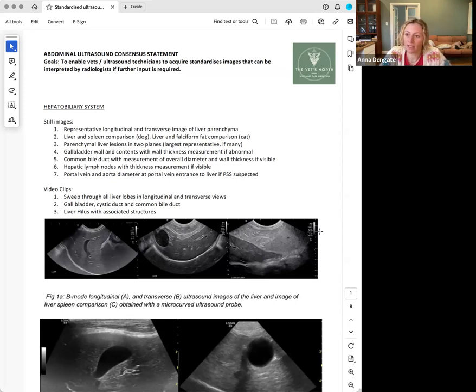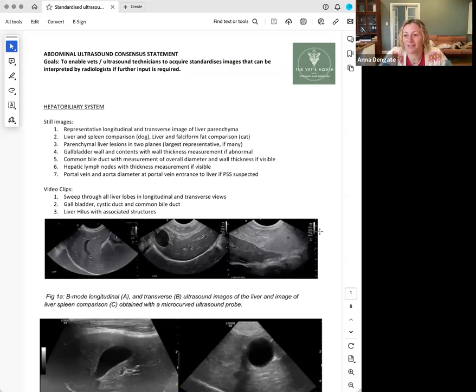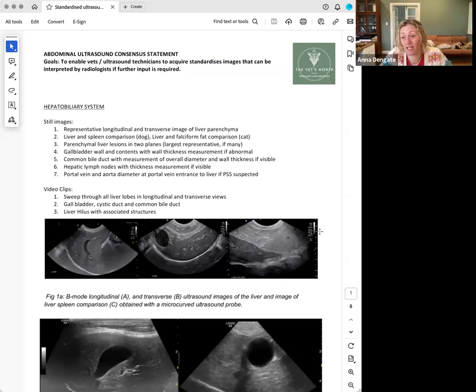What's the liver going to look like if there's a shunt? You won't see the portal vasculature. You'll just see hepatic vasculature. What about if it's a really small shunt that's focal? It will be focal to one lobe, so you've got to make sure you look at every lobe. I can't emphasize how easy it is to miss a shunt.